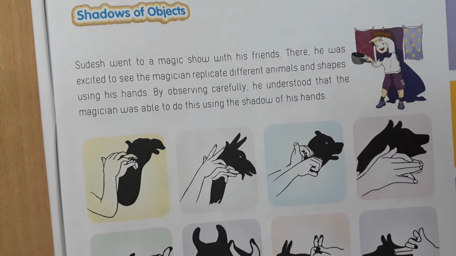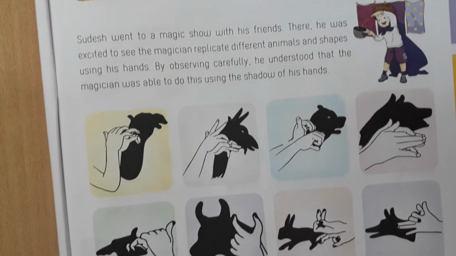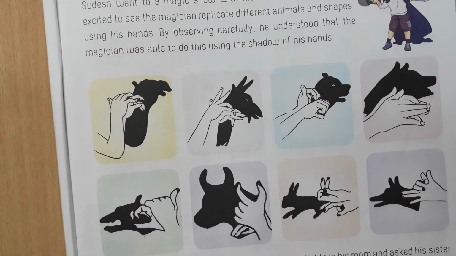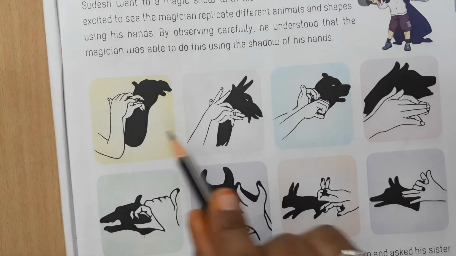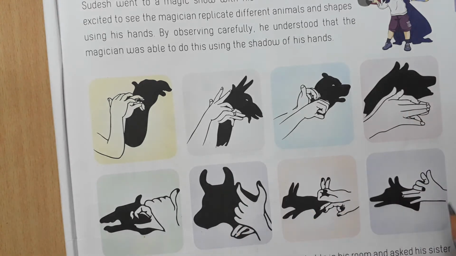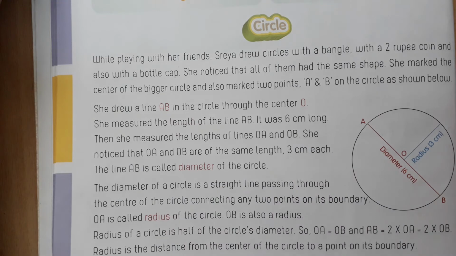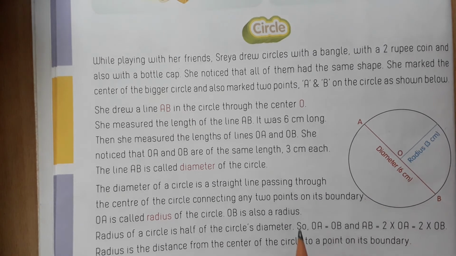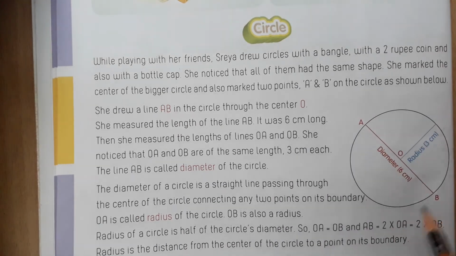Next, shadows of objects. These are the shadows. Next concept is circle, children. Look here, this is a circle.